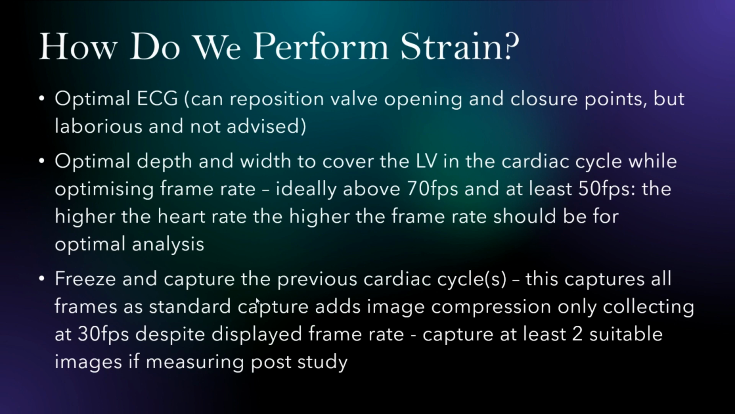But the significant thing to remember is it does go with heart rate as well. Basically, the more bradycardic, the lower the frame rate you can get away with. The more tachycardic, you need a higher frame rate. To actually capture images for assessing strain, you need to consider how we do that. The best way is to freeze and then capture using the previous button. This captures every frame associated with the image, whereas if we do a standard image capture, there's a degree of compression that goes on in the machine, and this will take that down compared to the actual frame rate displayed.